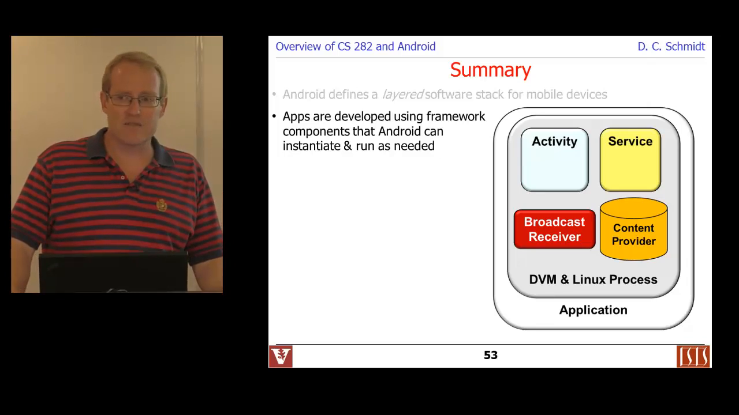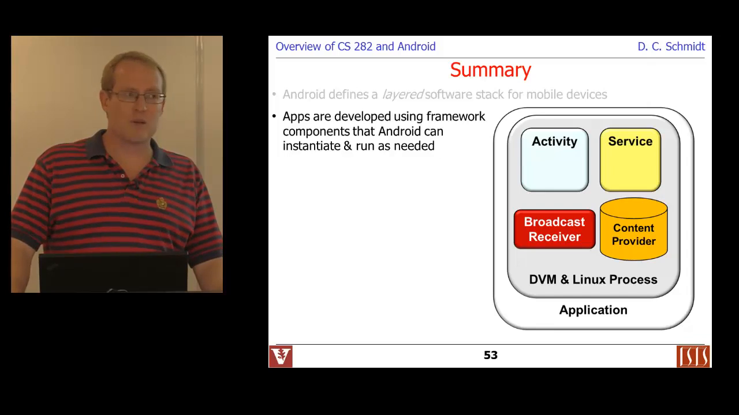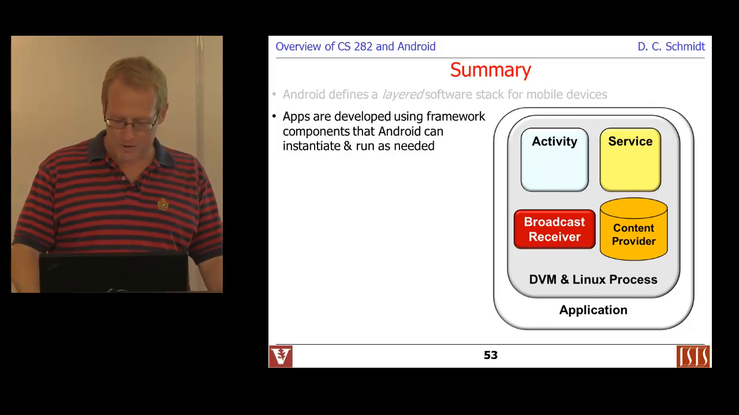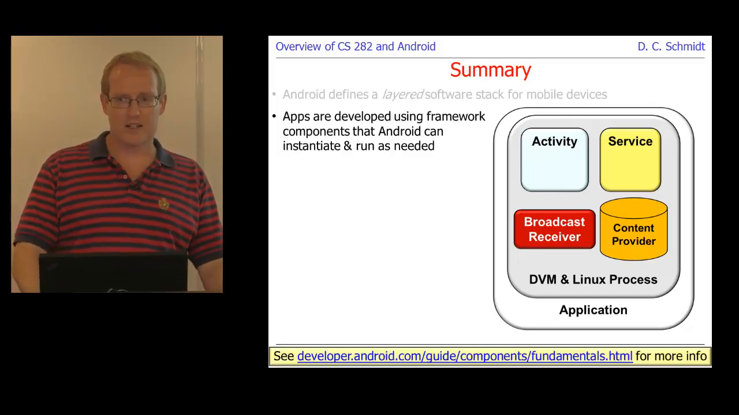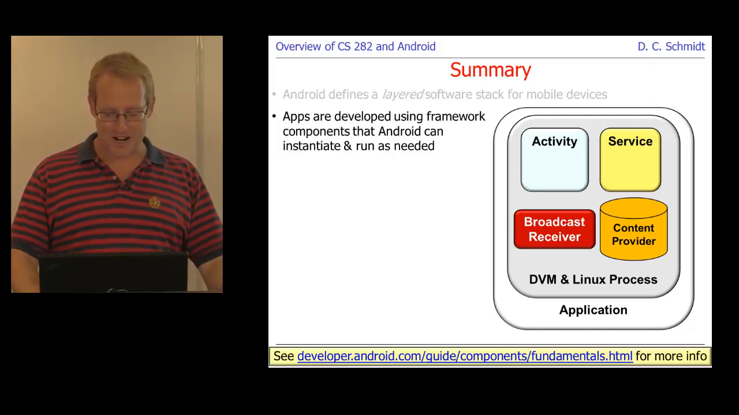In fact, that's one of the things: if you take 251 and then you take 282, you'll be amazed at the number of patterns that we talked about in 251 that show up in Android somewhere or another. It's a great example of a pattern-oriented, framework-driven, component-based environment for software.